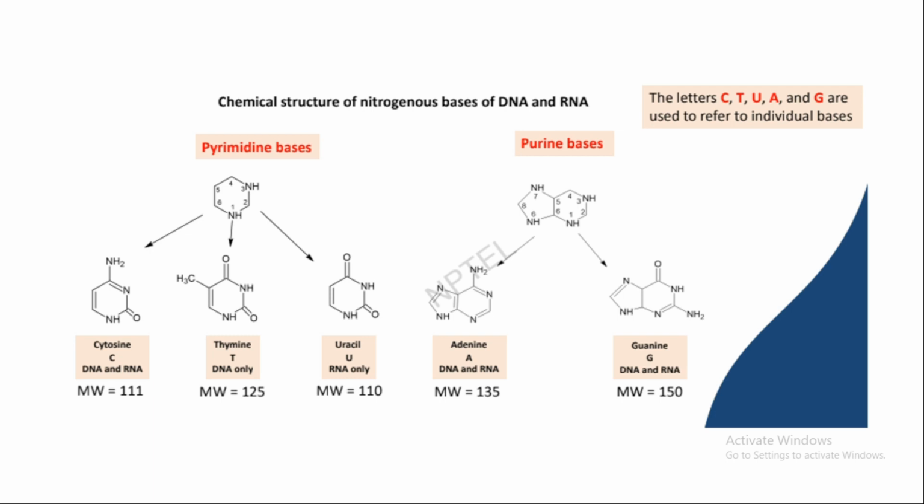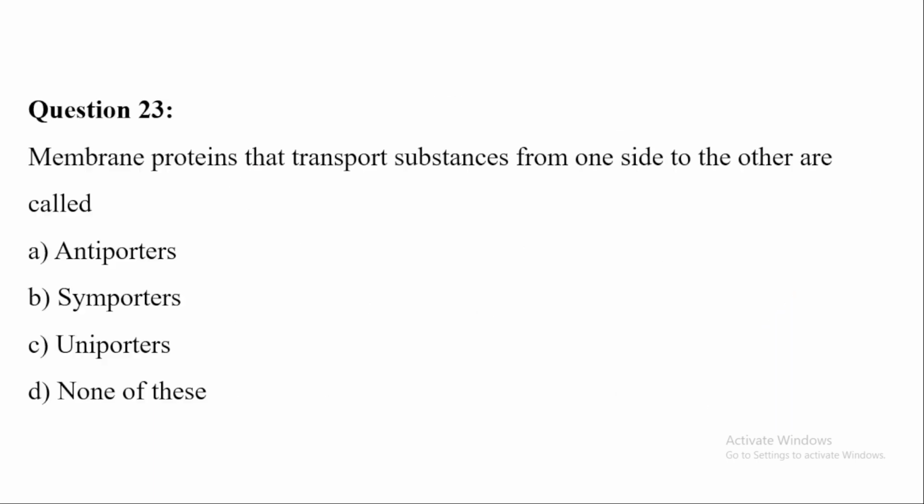So moving to the next question, membrane proteins that transport substances from one side to the other are called antiporters, symporters, uniporters, or none of these. So what do you call the membrane proteins that transport substances only from one side to the other? So option number C, uniporters, is the correct answer. Uniporters, by name you can see uni means one, so it allows the movement of one substance from one side to the other at a time.